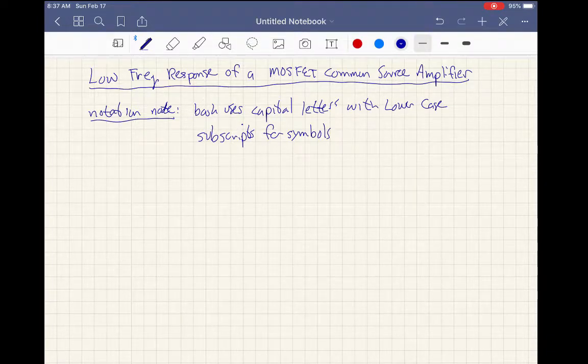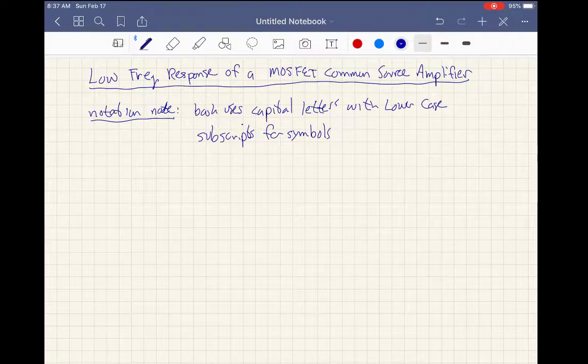What we're looking at now in chapter 10 is the frequency response of MOSFETs and bipolar junction transistors, specifically the MOS common source and the BJT common emitter amplifiers. We're looking at the effects of coupling and bypass capacitors on the gain of these amplifiers. We'll look at the MOSFET first.